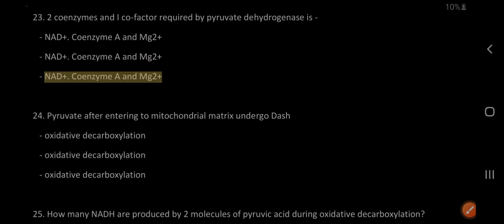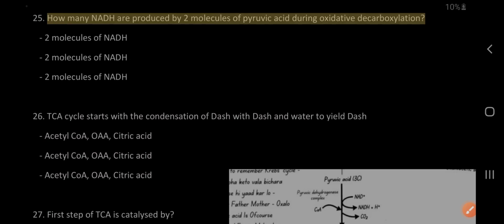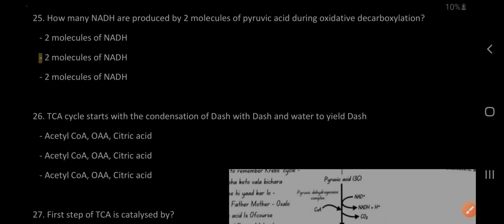24. Pyruvate after entering the mitochondrial matrix undergoes oxidative decarboxylation. 25. How many NADH are produced by 2 molecules of pyruvic acid during oxidative decarboxylation? 2 molecules of NADH.